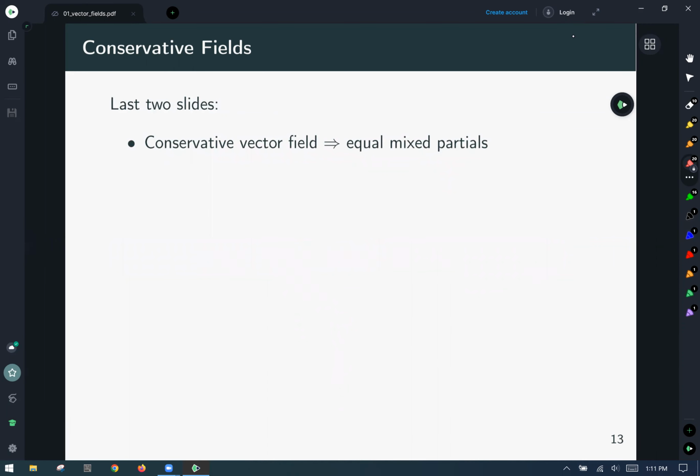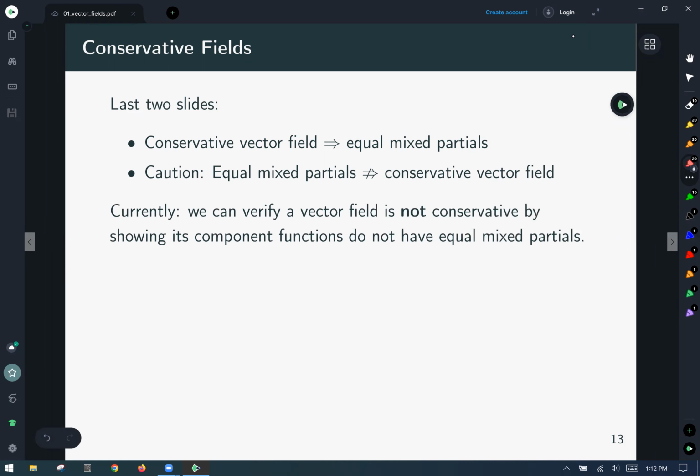Okay, so again, emphasize the last two slides, conservative vector field, if you have one, then you know that the mixed partials have to be equal. Be careful though, this is a one-way, not a bidirectional relationship. Just because you have equal mixed partials does not guarantee you that you have a conservative vector field. And again, we'll revisit the conservative vector fields later.